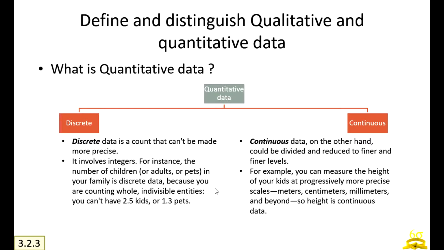Continuous data, on the other hand, can be divided and reduced to finer and finer levels, right? Suppose centimeters, you can divide the centimeters into millimeters and beyond also. So height is a continuous data. For example, time, can you divide the time into further intervals? After a second, maybe a nanosecond, right? Similarly, any money currencies, you can divide it into further levels, up to decimal levels also. So that's the difference between discrete and continuous data.